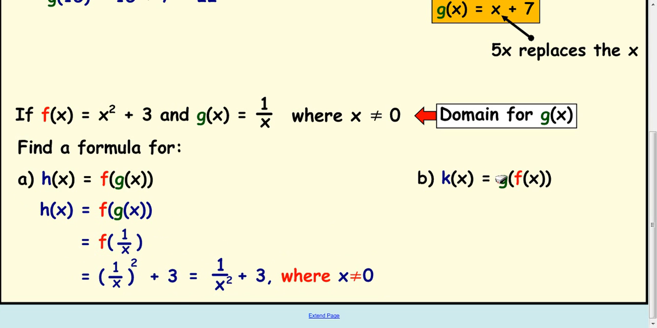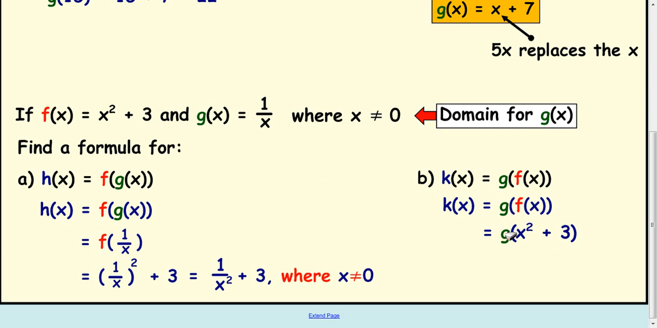Part B, k of x is equal to g of f of x, the other way around this time, we're putting the f function inside g. So the first thing I do is I write down what the f function is, so I go up here and think, okay, that's x squared plus 3, so x squared plus 3.